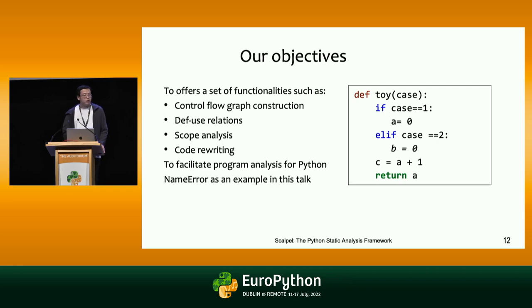So now, if we take the previous example again, we have a function named toy, and if case is 1, then A is 0. If case is 2, B is 0. C is equal to A plus 1 after the if statement, and it returns A. So now we know the problem occurs in the assignment for the variable C, right?